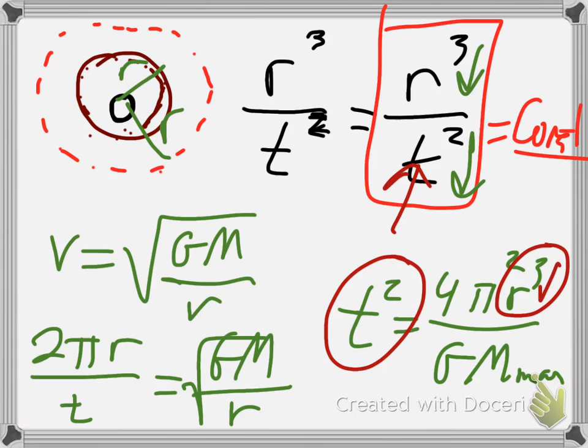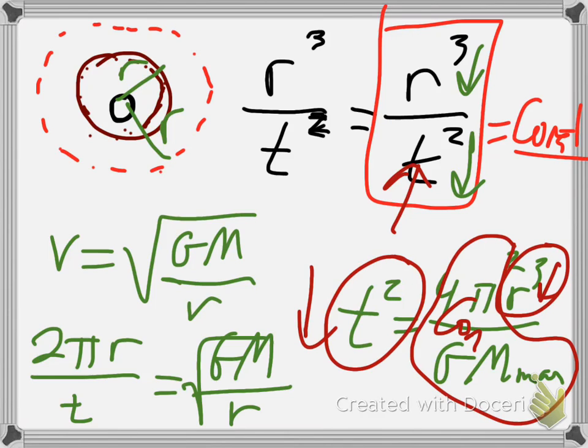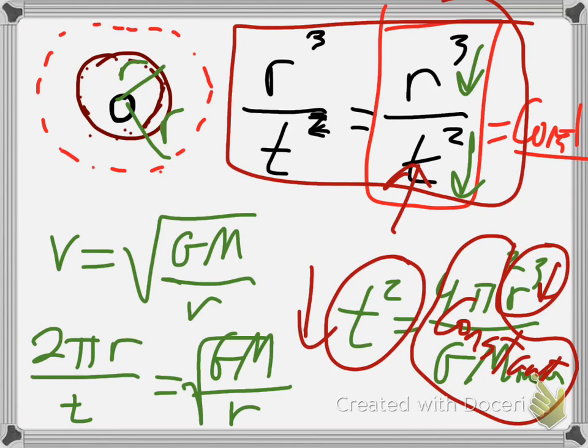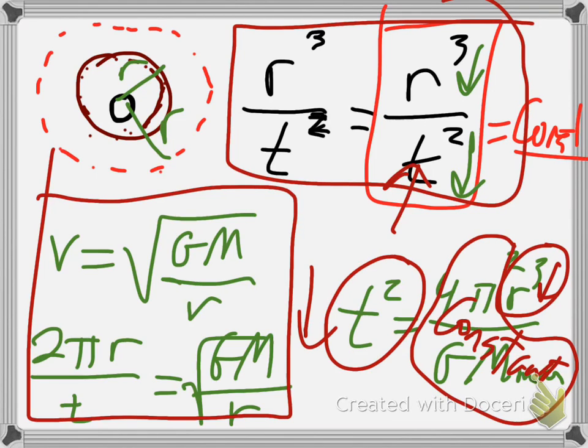So if this r cubed goes down, then the t squared is going to go down as a result, because everything else right here is going to be constant. I would recommend just doing the straight Kepler's third law route, but if you want to take the longer derivation from centripetal force equals force of gravity, you can do that as well.